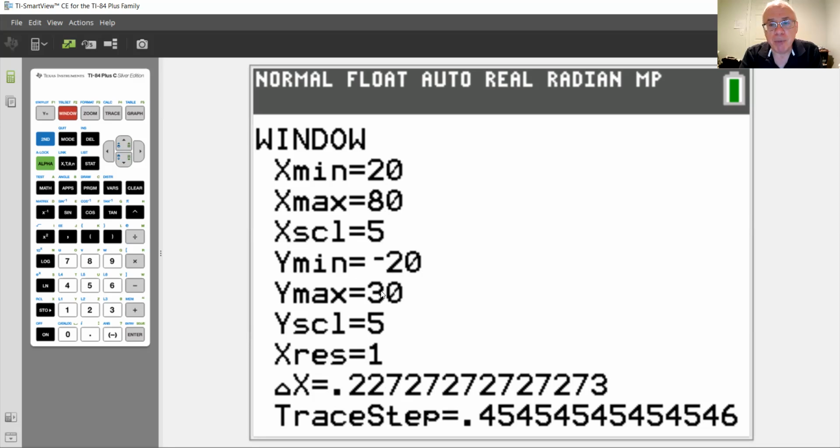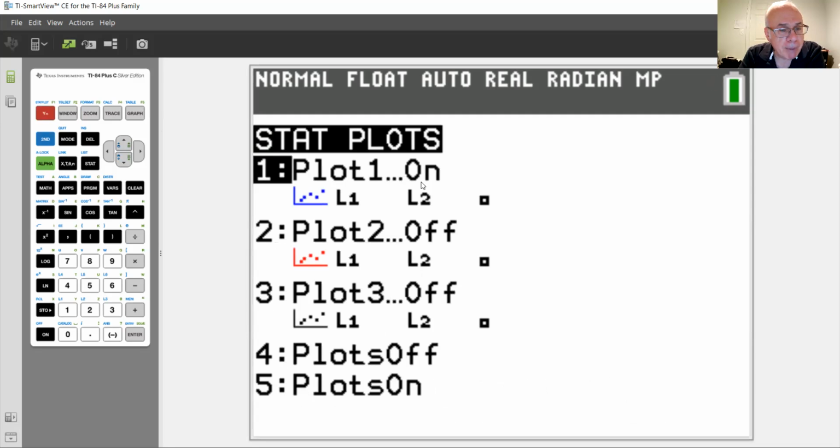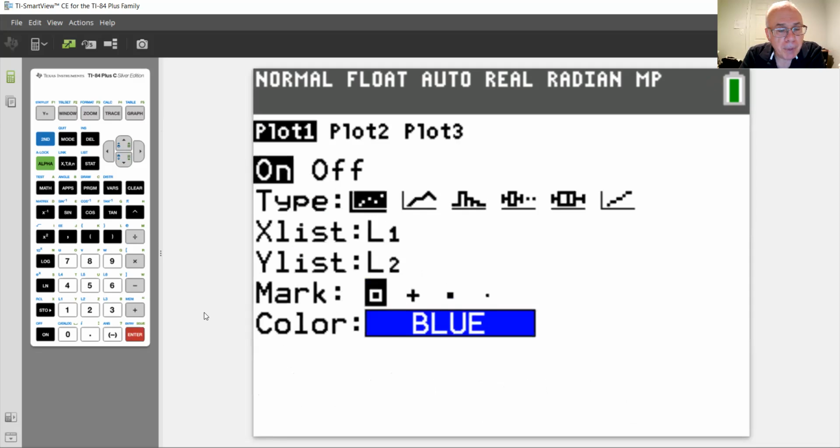Again, for the same reasons I said before, you can choose whatever you want as long as the Y minimum is smaller than the smallest Y in your data set, and Y maximum is something a little bit bigger than the biggest Y in your data set. I chose -20 to 30. And again, I use Y scale 5, it just seemed reasonable to use that. And then of course, I'm going to make sure I go to stat plot. Notice my stat plot's already on because I've used it before. All right, hit enter. And again, it's highlighted on, which is good.